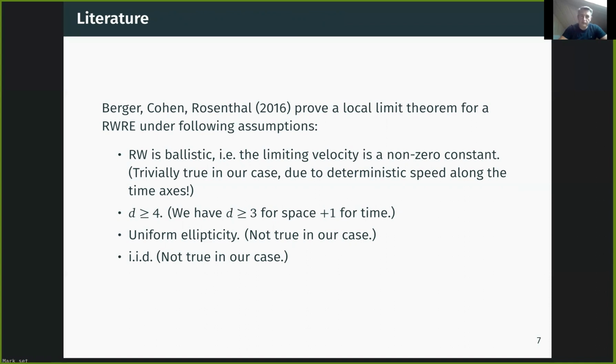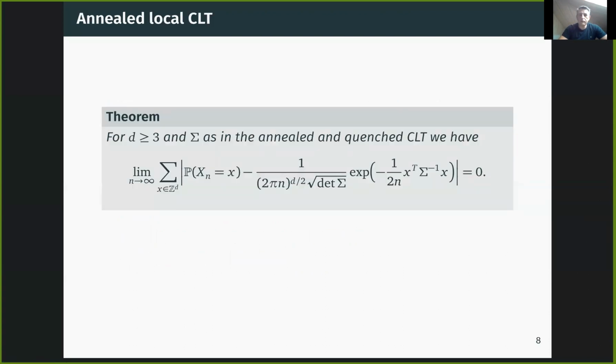So the random walk is ballistic. The dimensions are larger than 4. And this is also the case for us. We are also able to handle only dimensions larger than 4. We have 3 spatial dimensions and 1 for the time. The uniform ellipticity is something that we don't have, and the IID property is also not true in our case. Okay, let me just show you the results.